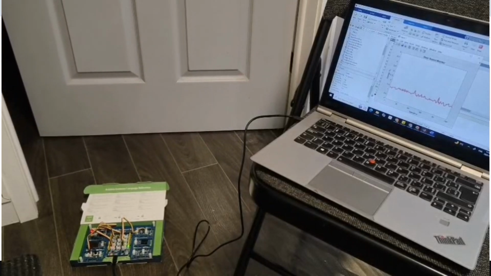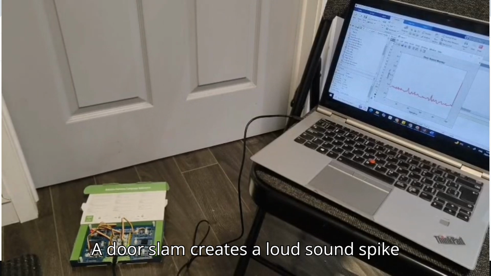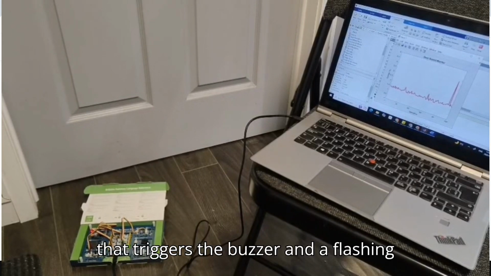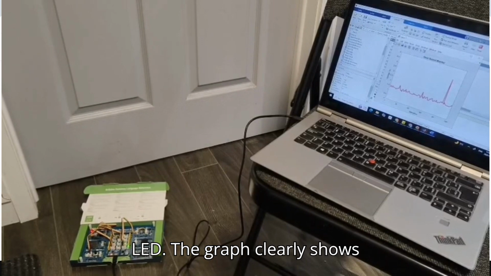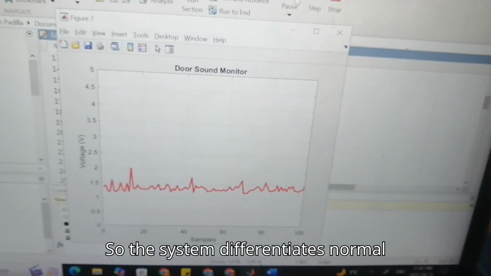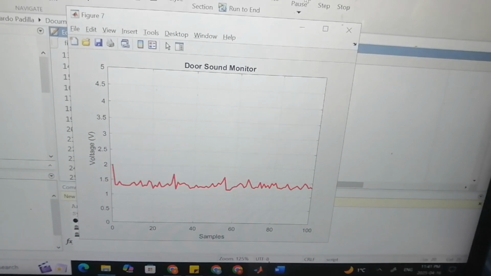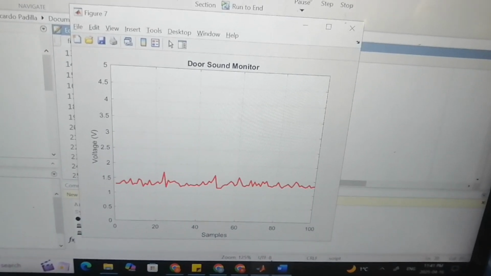And then a door slam creates a loud sound spike that triggers the buzzer and a flashing LED. The graph clearly shows this voltage peak. So the system differentiates normal openings from violent slams, preventing false alarms.